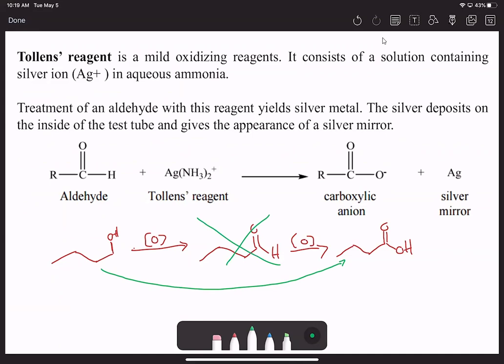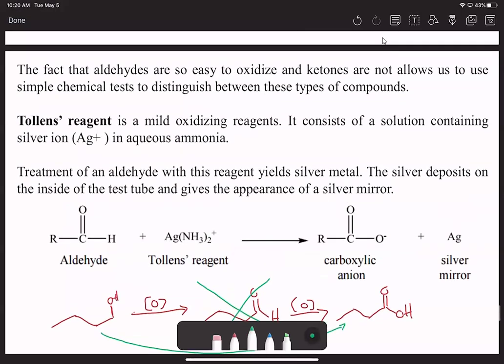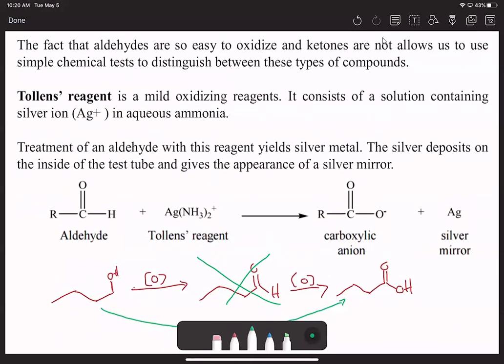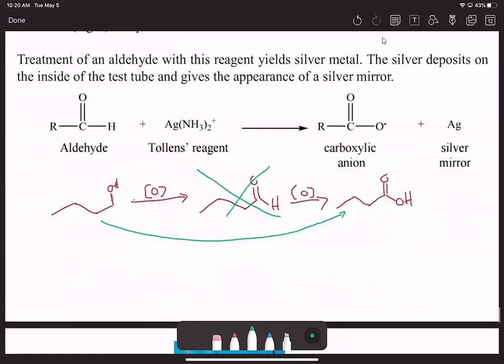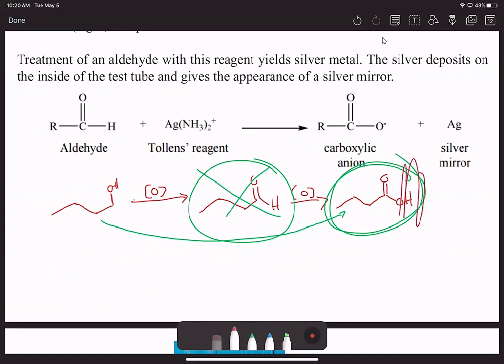So Tollens reagent is a mild oxidizing reagent. And what it tests for, it will test for aldehydes to make sure that we didn't over oxidize and make a bunch of carboxylic acid. So Tollens reagent only works with aldehydes.